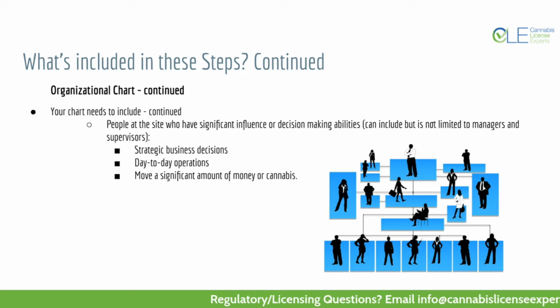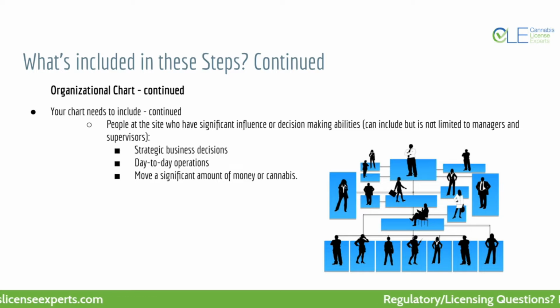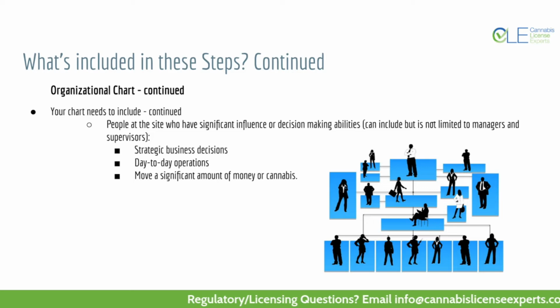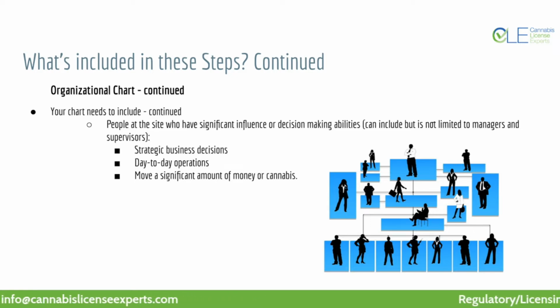Think about investors. If they were to, say, threaten to pull their investment if you don't do things the way they want, you'd feel bound to them. That is someone who would have a significant influence on your decision-making process. So those types of people are going to have to be identified and will also require security clearances and be outlined within your organizational chart.